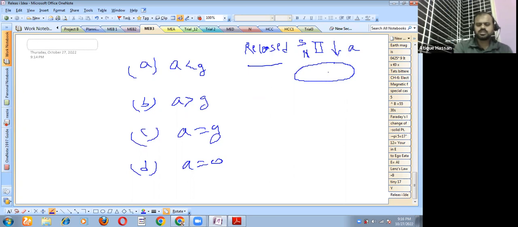Again, the same type of thing. It will try to repel it. It will behave as a north pole. So obviously, because of repulsion, acceleration will not be equal to g.